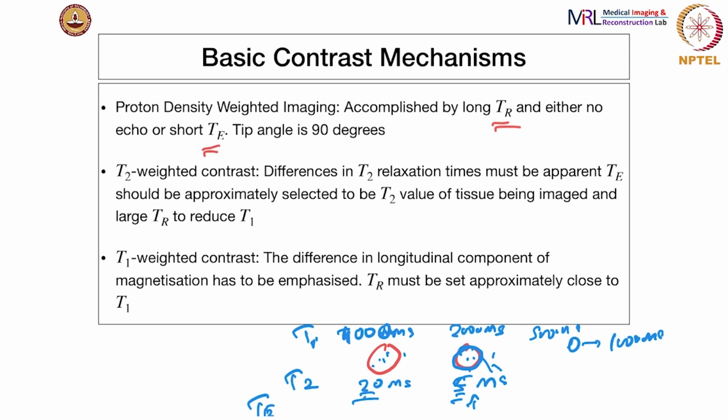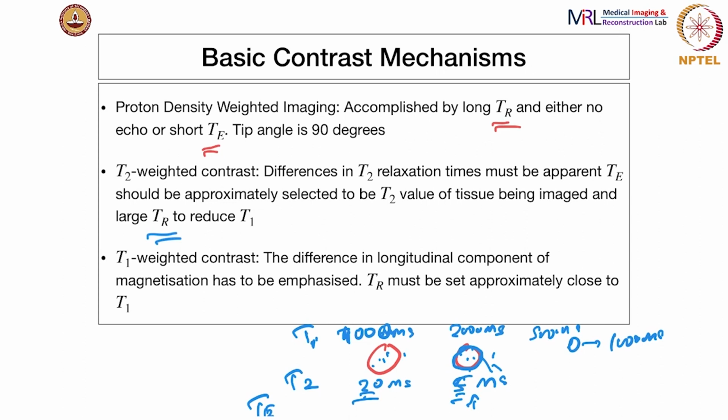So like I said, for T2 weighted contrast, the difference in T2 relaxation times must be apparent. Which means that TE must be selected to be near the T2 value of the tissue being imaged, and we should have a large TR to reduce T1 effects. So we need a large TR so that the T1 factor is not shown. All the magnetization in all the tissues will recover with a large TR.